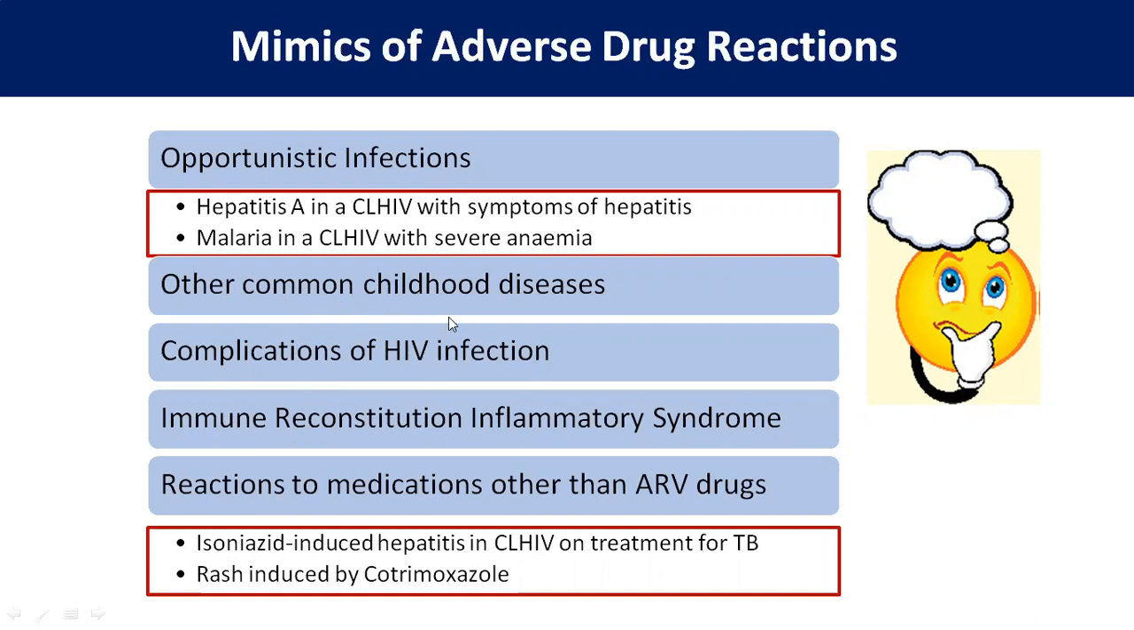Common childhood diseases might be there because of the disease, or diarrhea, like suppose Abacavir causes diarrhea, fever, and sometimes gastrointestinal infection, very common in the pediatric group, and that may cause diarrhea and fever. Complications of HIV infection, immune reconstitution inflammatory syndrome, reaction to medication, other drugs. I'm not going to detail all of those, but keep in mind that they could be the differentials of your drug reactions.